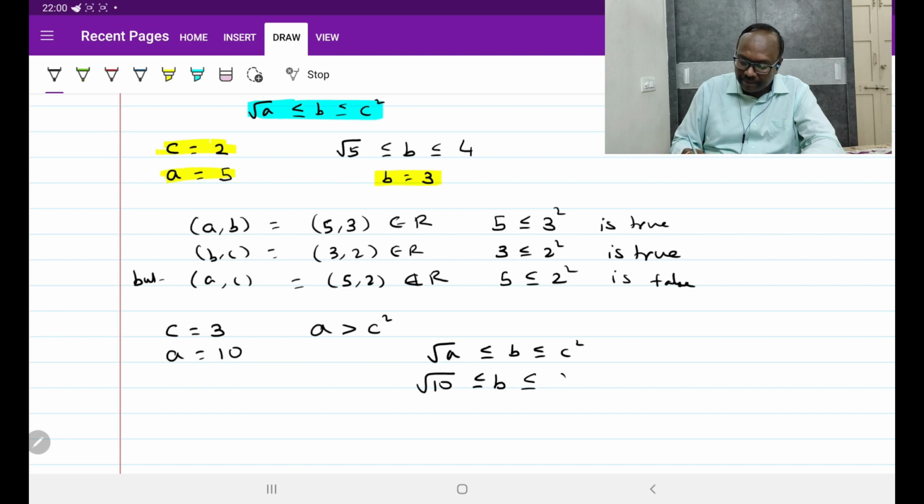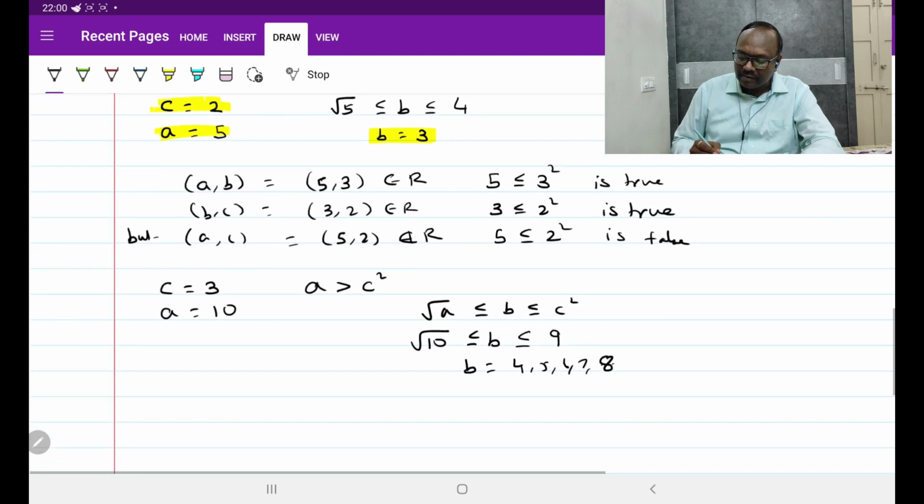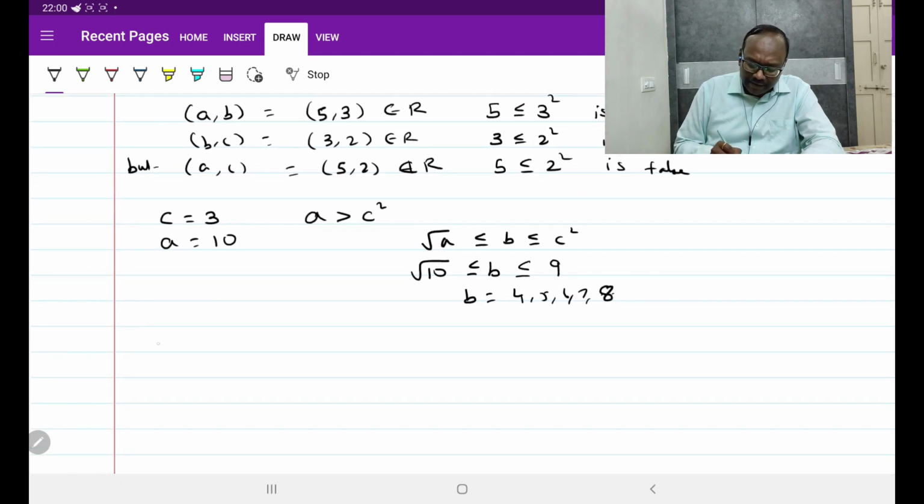C square is 9. And we know that root 10 is approximately 3 point something. So B can be taken as 4 or 5 or 6 or 7, and so on, less than 9, any value less than 9. So if I take A equal to 10, B equal to say 8 and C equal to 3.